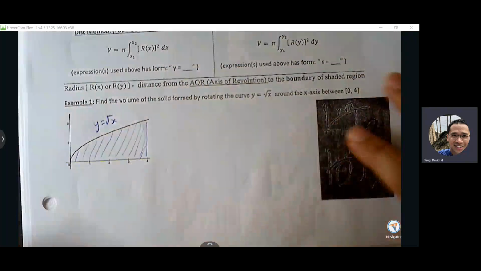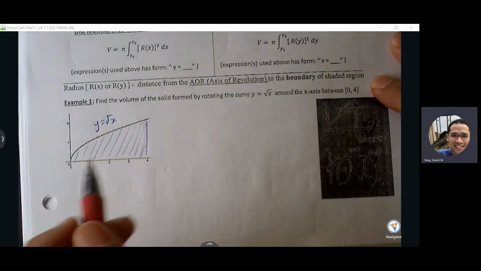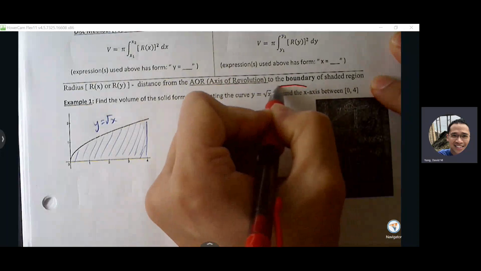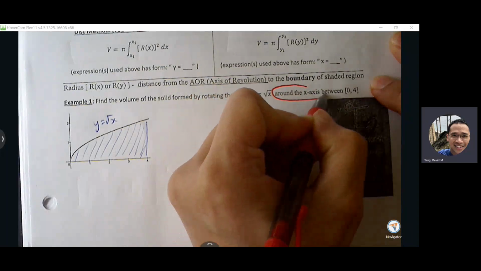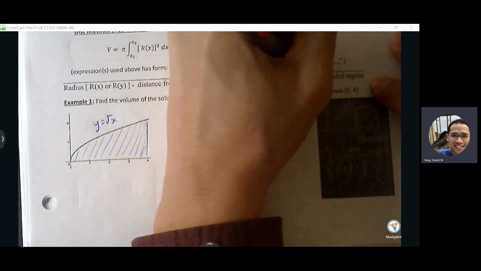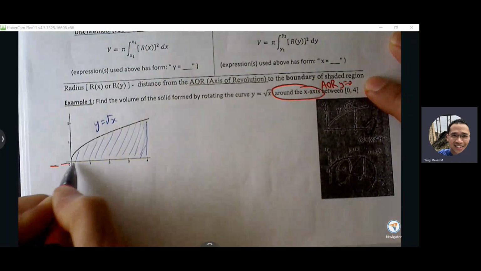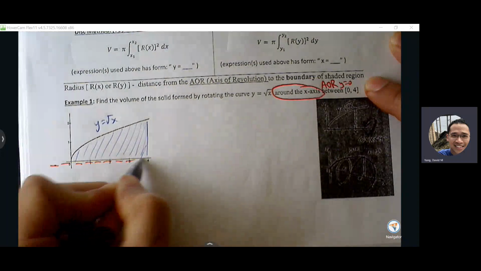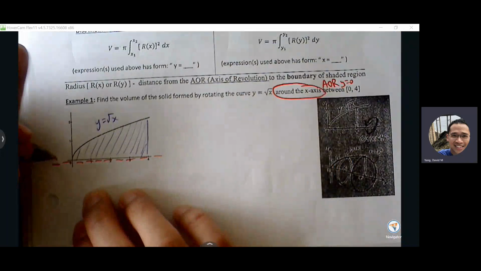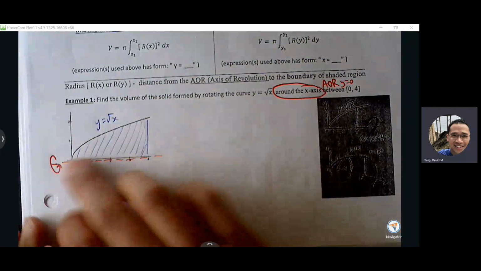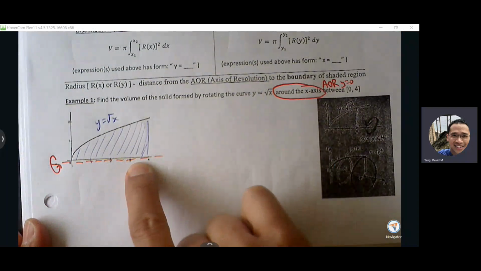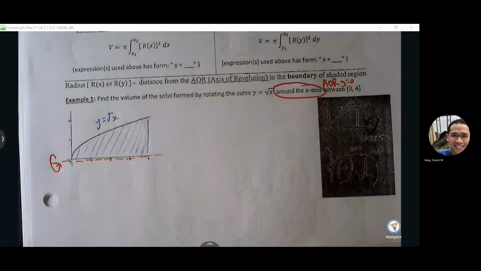Okay, so it tells us our axis of revolution. It says around the x-axis, so that tells us where the axis of revolution is. AOR is at y equals 0. So put a dotted line right on the x-axis. Notice that your shape has a flat surface up against the axis. Okay, flat surface.